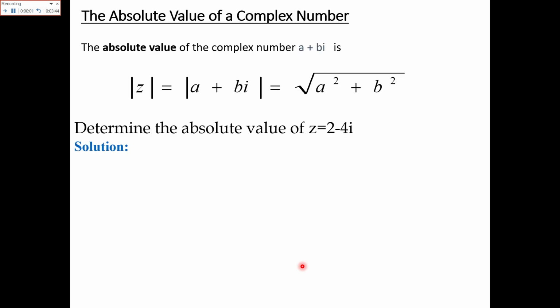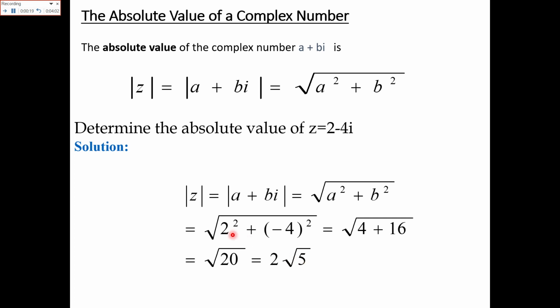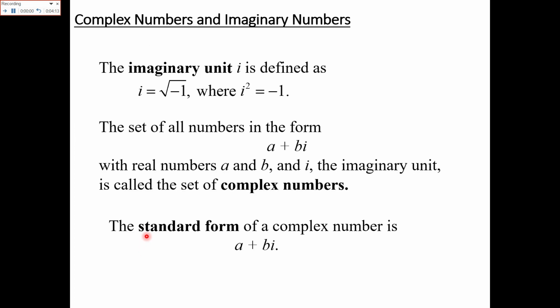Now the absolute value of a complex number, or the modulus. As we know, the modulus of a complex number z equals the modulus of a plus b iota, which equals the square root of a square plus b square. So if the number is 2 minus 4 iota, its solution would be the square root of 2 square plus minus 4 square. So the answer is the square root of 20, which equals 2 root 5.